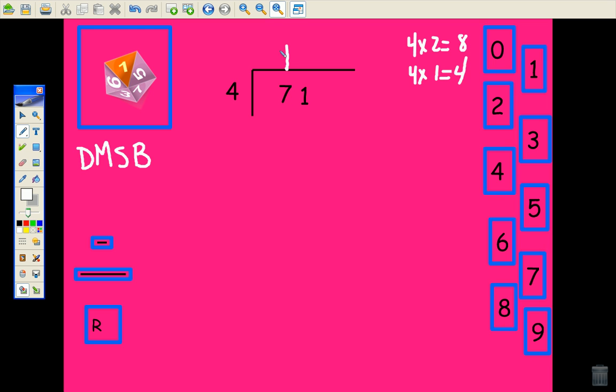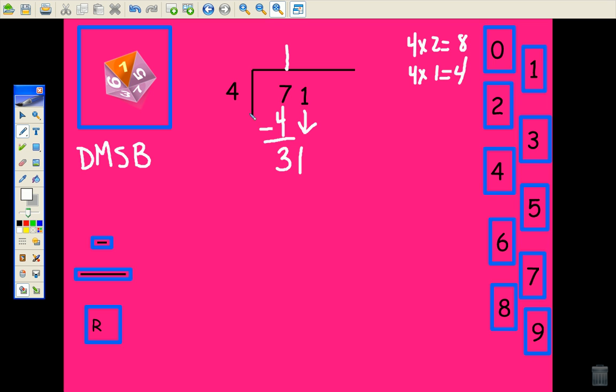Now I'm going to multiply these two numbers together. 1 times 4 is 4. So I just did my multiplication. Now I have to subtract only the part I've dealt with. 7 minus 4 is 3. So I did my subtraction, and now I'm going to bring down whatever's over here.